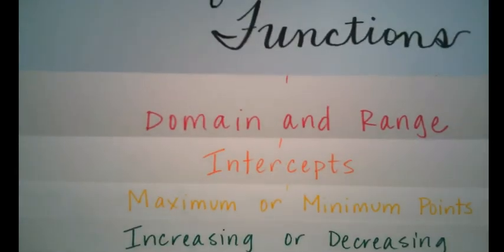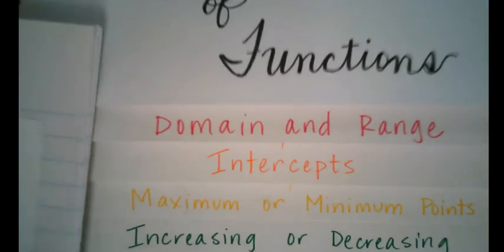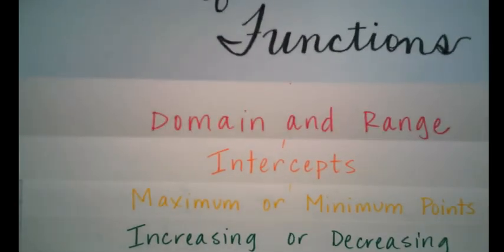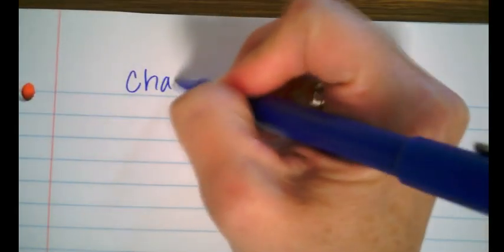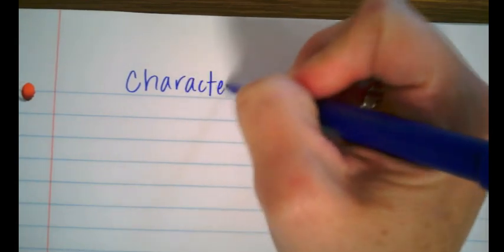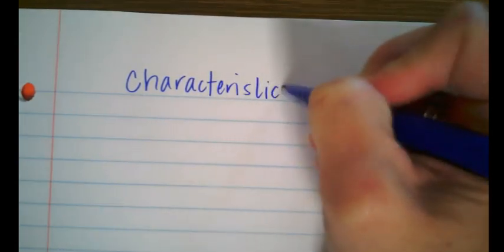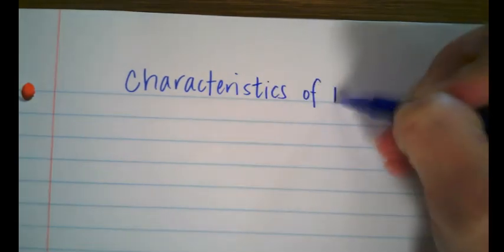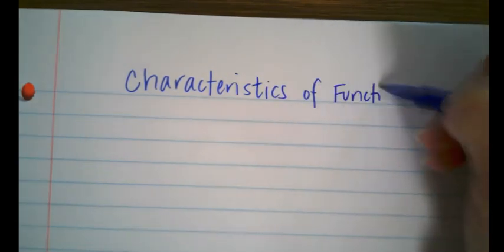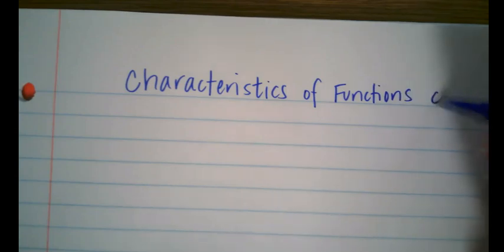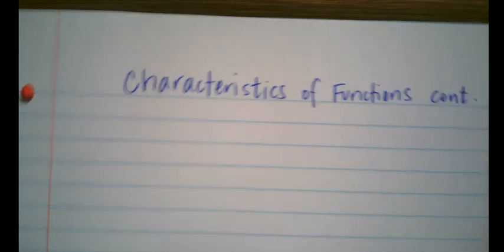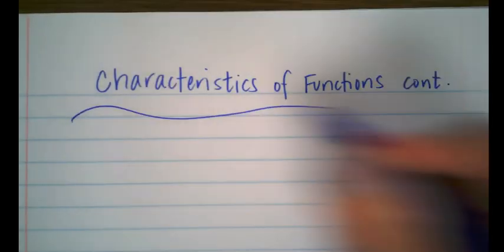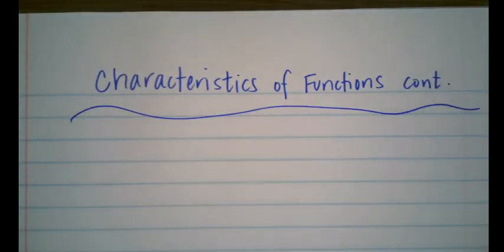So what I'm going to do in my spiral is I'm going to go to the next page, and I'm calling this characteristics of functions continued. And if at any point I am going too fast, remember that you can always pause or replay the video if you need to catch up.